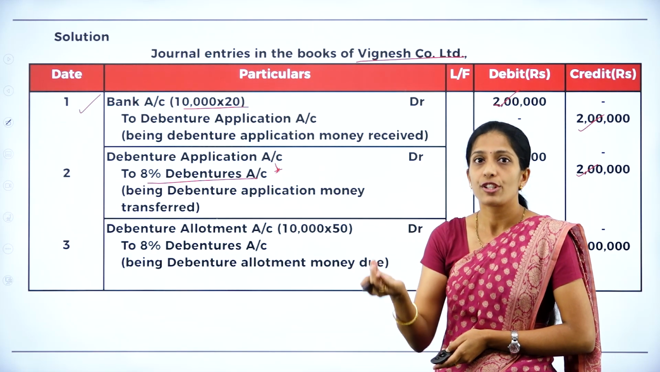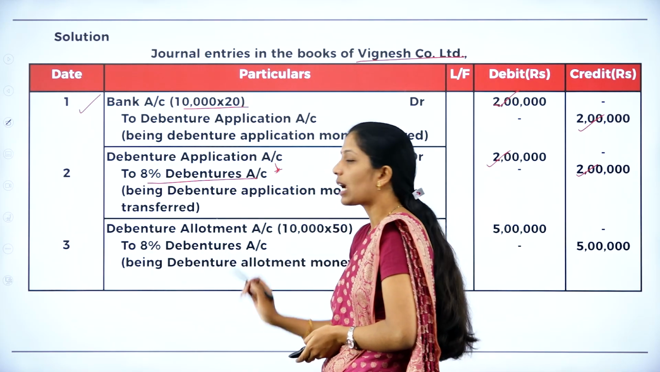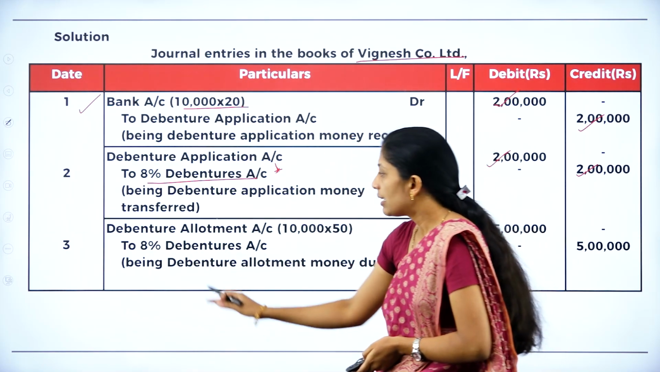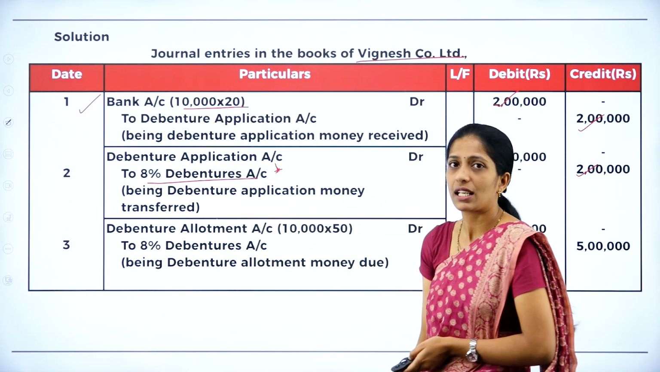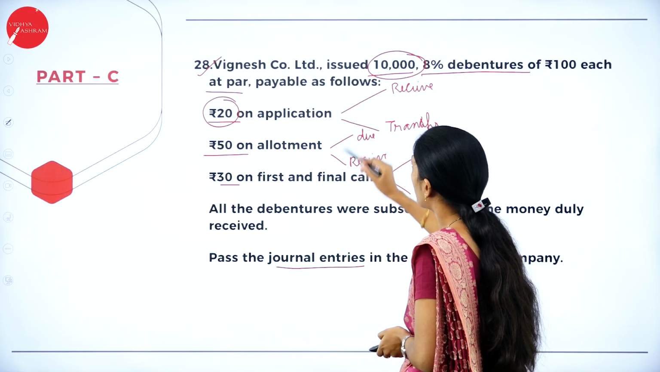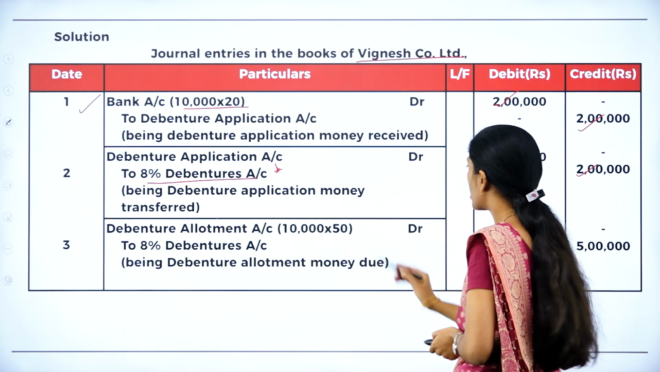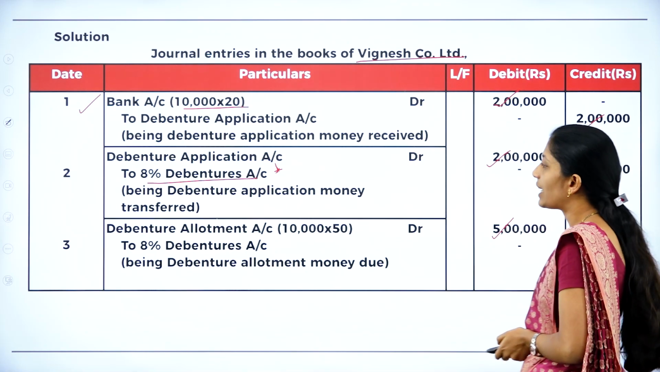First entry is due entry. What is the entry? Debenture allotment account debit to 8% debentures account. Narration: being debenture allotment money due. Now what is the amount? Number of debentures is 10,000 and the allotment money is 50. So 10,000 into 50, that will be 5 lakh.